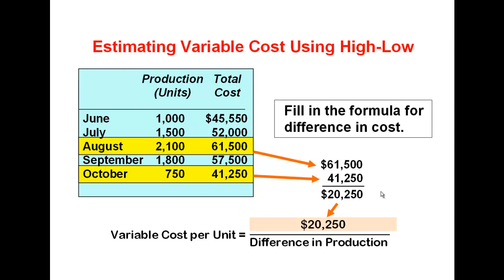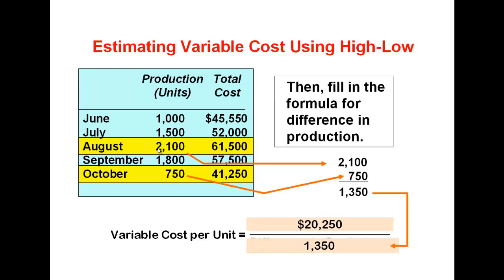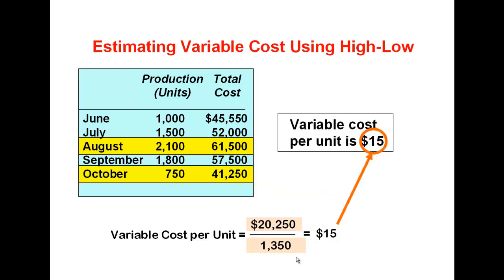Okay? And we can see here that the difference between those two amounts is $20,250. So we're going to divide the difference in the dollar amount by the difference in the number of units produced. So we take this 20,250 divided by 1,350. It's going to give us $15. So our variable cost is going to be $15 per unit. Now make sure you actually choose the highest and lowest level of activity, otherwise the figure you calculate is not going to be correct.